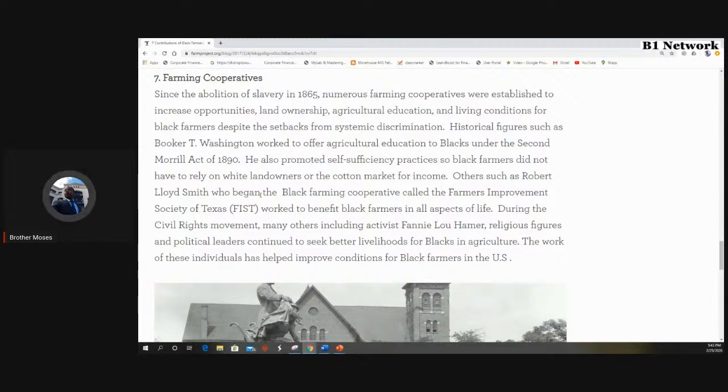Right. And that model and the education, and this is how you plant your crops and the teaching of them in their conglomerate to create farming cooperatives, something profitable. Industry through their labor. All right. So he also promoted self-sufficiency practices. So Black farmers did not have to rely on white landowners or the cotton market for income.